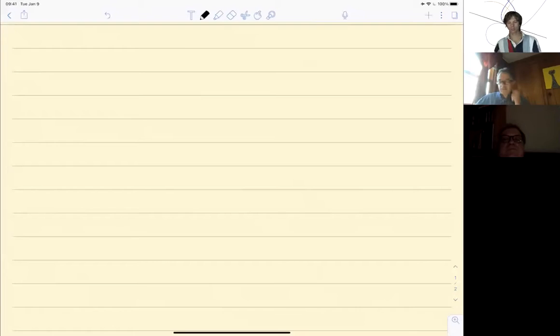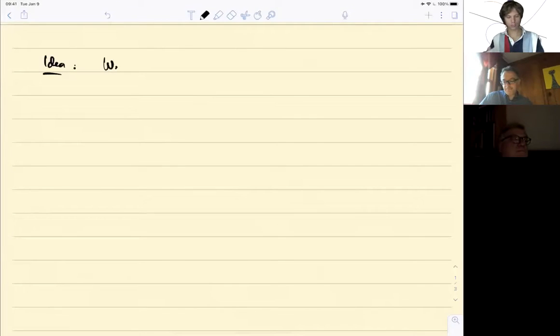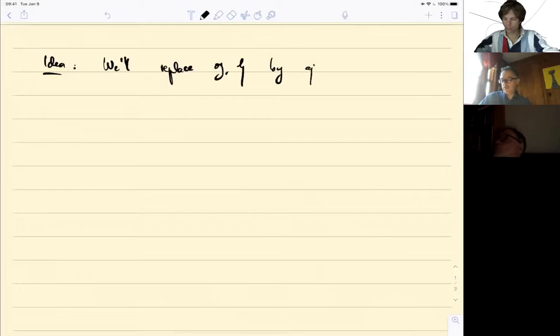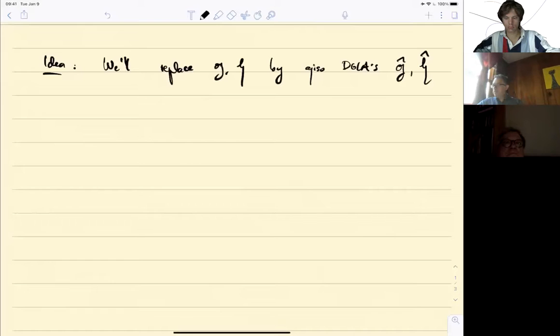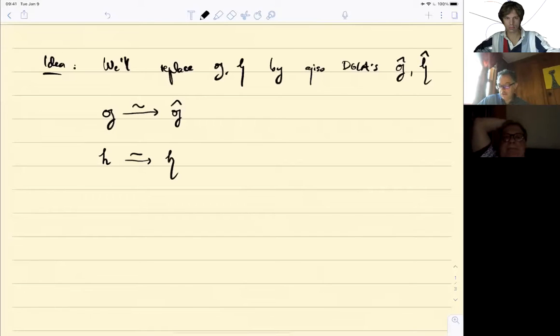So the idea is we'll replace G and H by quasi-isomorphic DGLAs, which I will call G hat and H hat. And what we will have is a diagram that looks like this. G is quasi-isomorphic to G hat, H is quasi-isomorphic to H hat. Here we will have an explicit map rho A. This will be well defined.